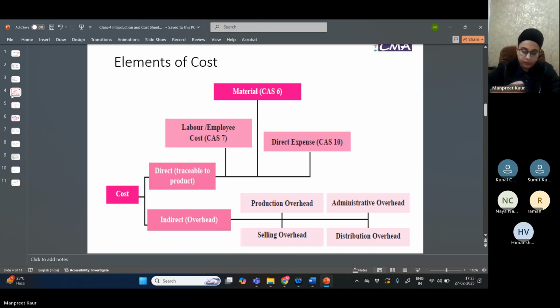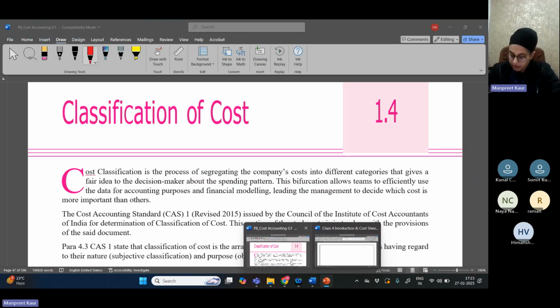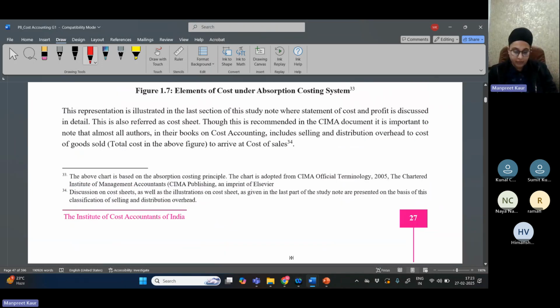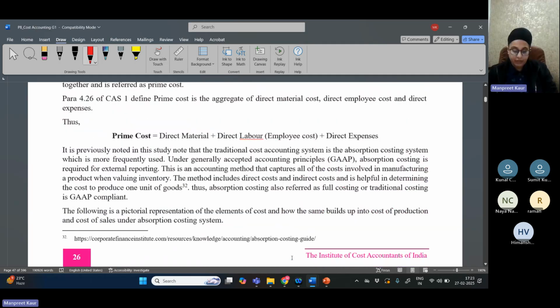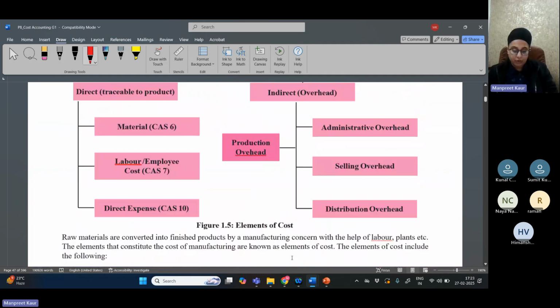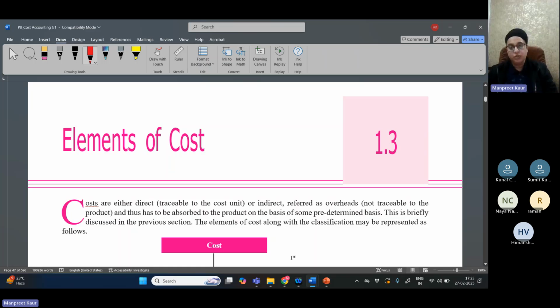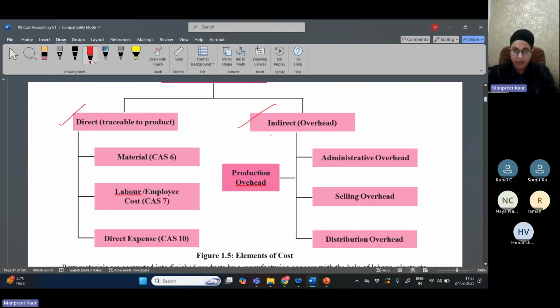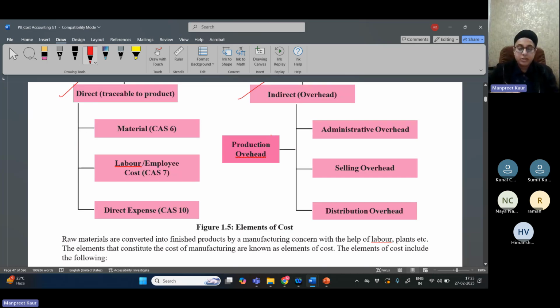Before starting the chapter of classification of cost, we will discuss elements of cost. What are the elements of cost? As I told you in the last class, cost is divided into two parts, direct cost and indirect cost. Direct cost is related to material, labor, and direct expenses.